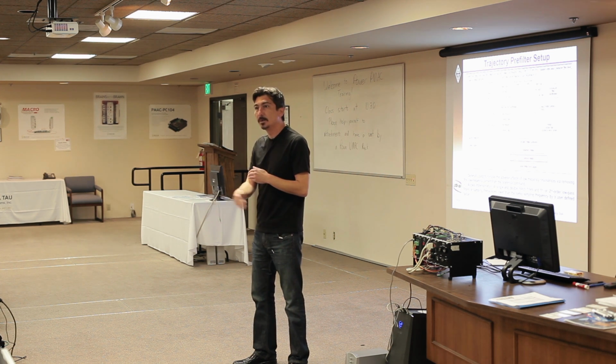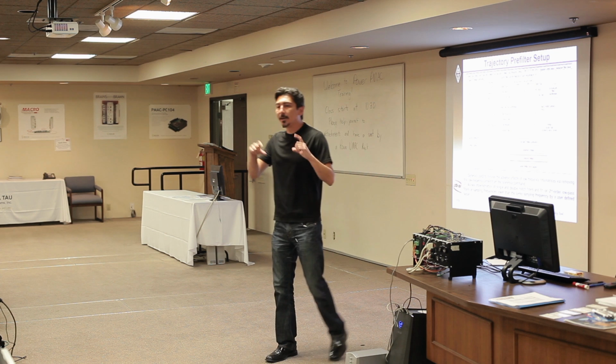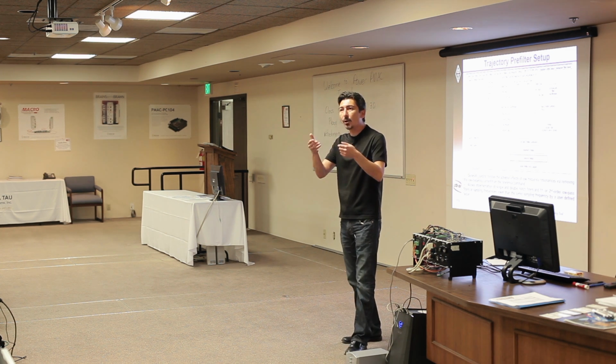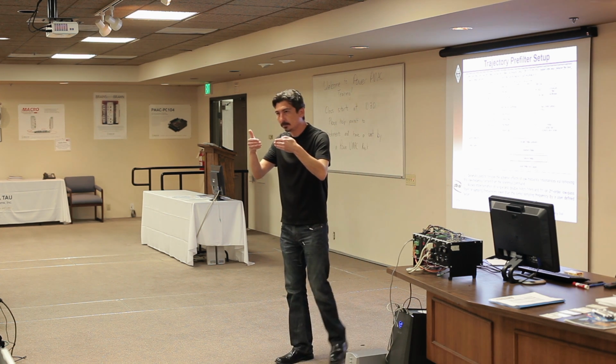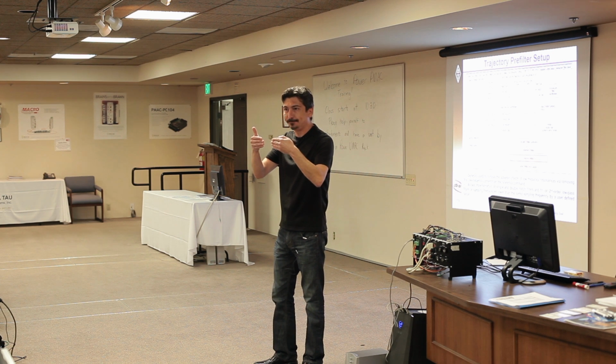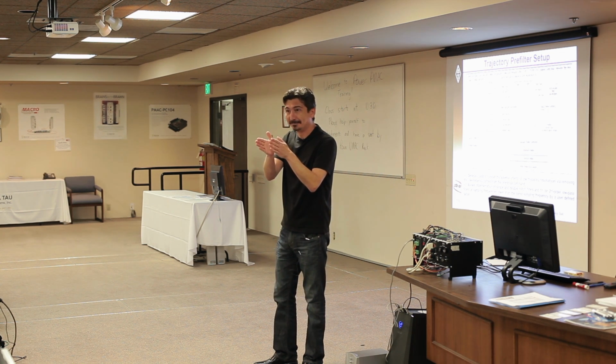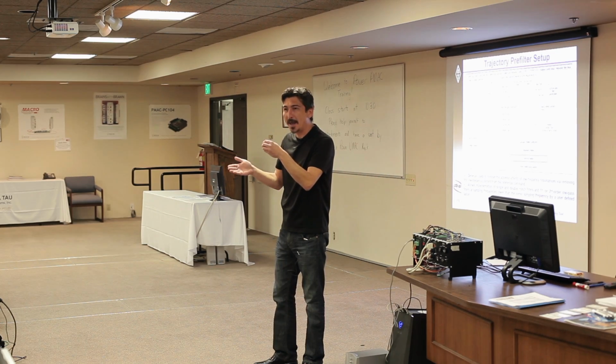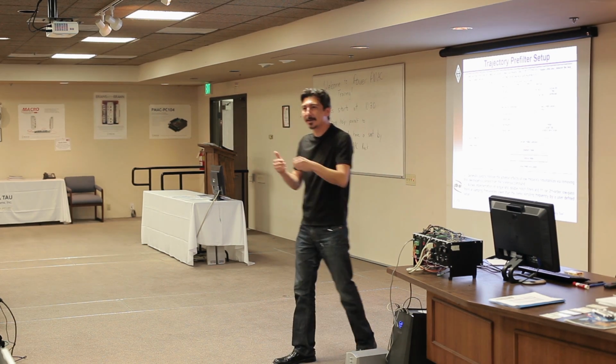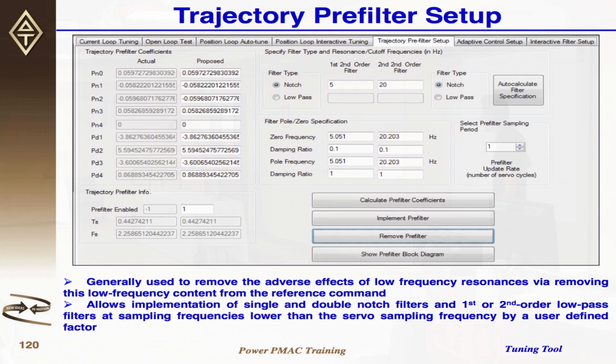Because the other way around is trying to notch it out in the feedback loop, which may not be possible. If it's around like 5 hertz, then if you want to put a notch at 5 hertz, then your control bandwidth should be like 2 hertz. You cannot go above that. You cannot put a notch, then it's going to become unstable. And for those cases, this prefilter is really useful.